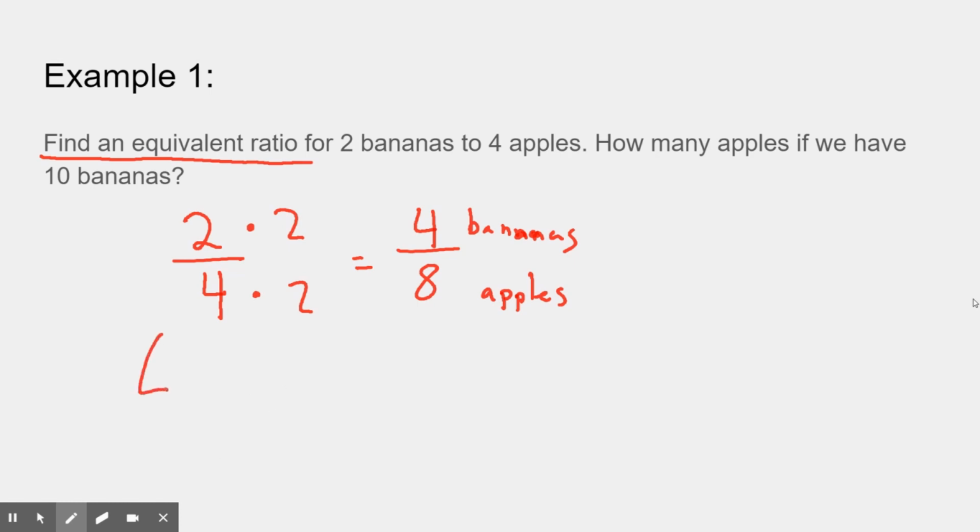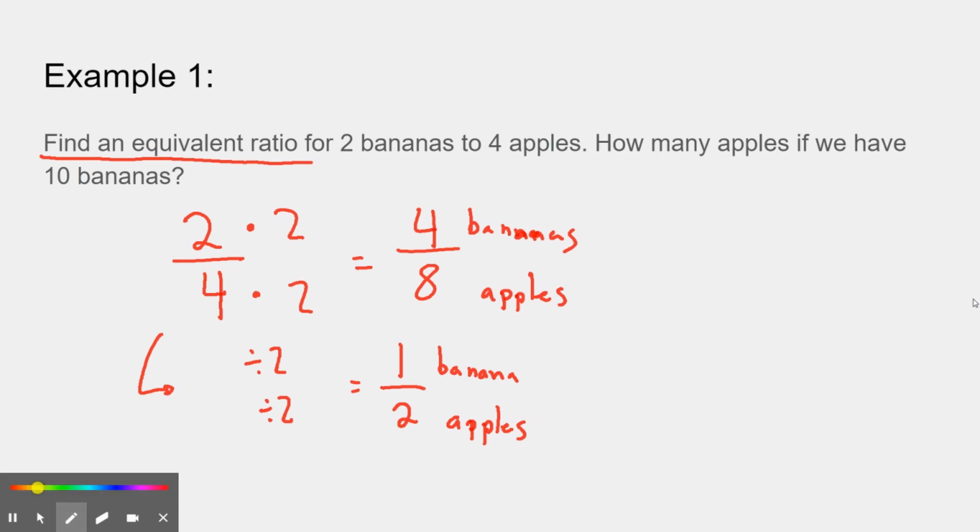We could also use division. So if instead of multiplying by 2, we divided by 2, 2 divided by 2 would be 1. 4 divided by 2 would be 2. So we could also say for every banana that we would have 2 apples. So pause the video if you need for a second. Write this down. It's real easy. You just multiply or divide your original ratio to find a new one.